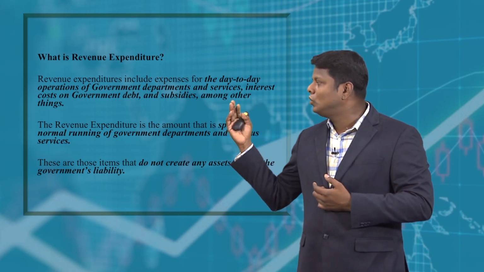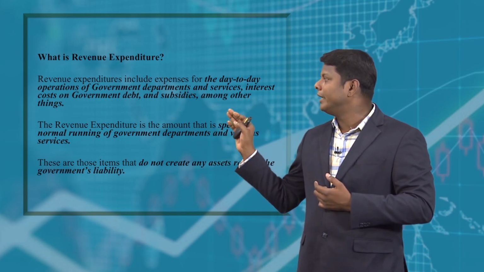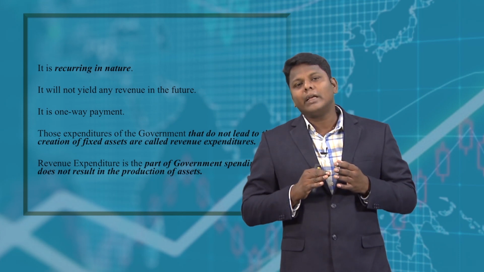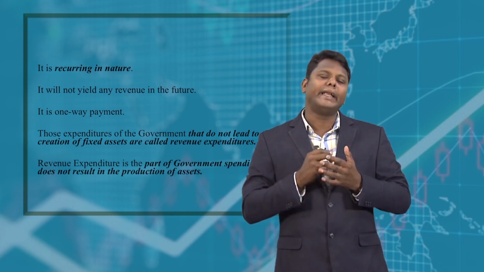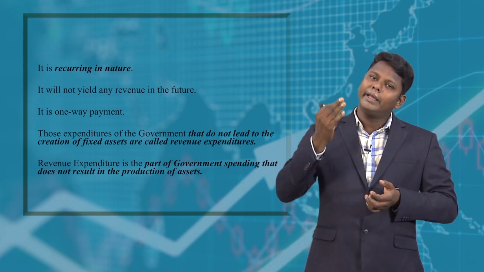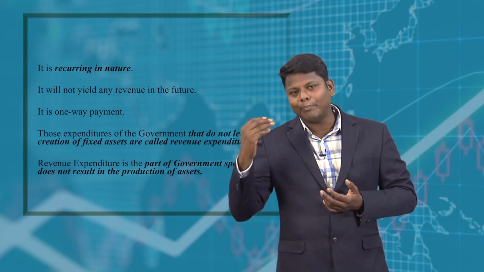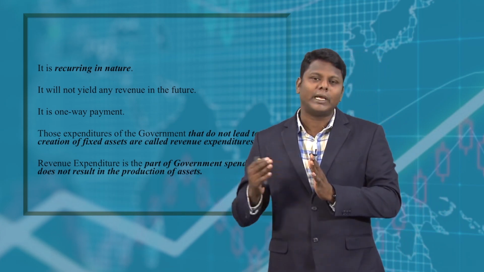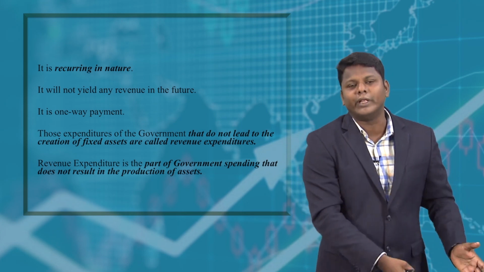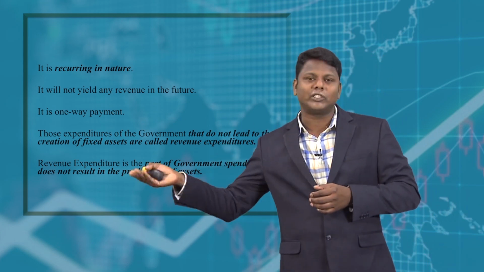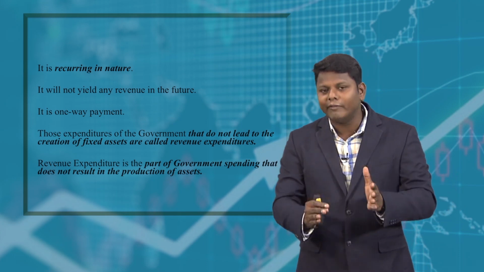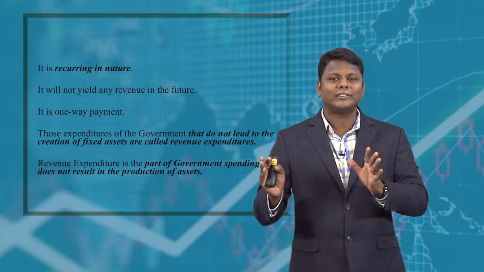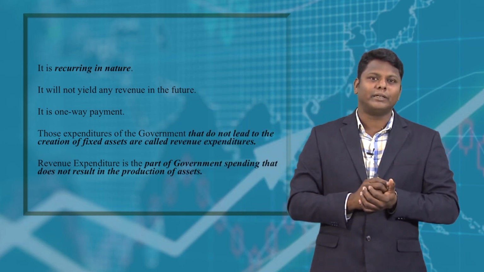These are those items that do not create any assets or reduce the government's liabilities. This revenue expenditure is recurring in nature. What is recurring in nature? It happens every month, every year, at every interval. So, it is a continuous process. I cannot say that for this month only I can give salary to the government employees, and next month I will not give. No, each and every month salary has to be given. So, it is recurring in nature.